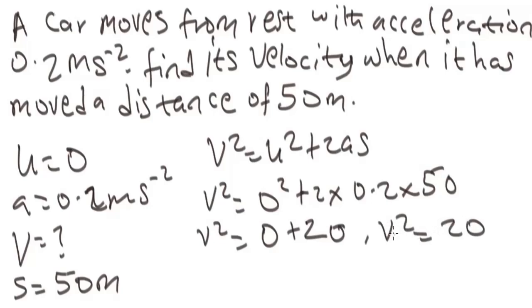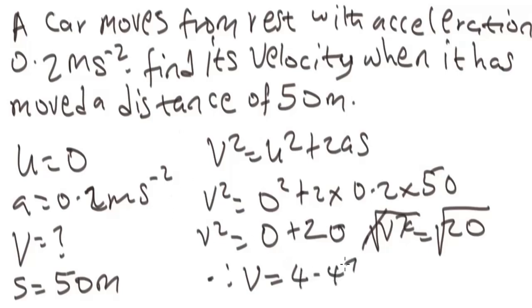To make v the subject of the formula, you take the square root of both sides, so the square root cancels the square. Therefore our v will be the square root of 20, which is 4.47 meter per second. If we leave it to two decimal places, this will be the answer to this question.